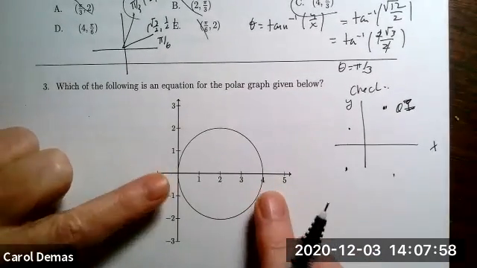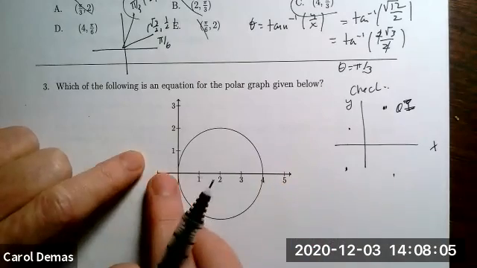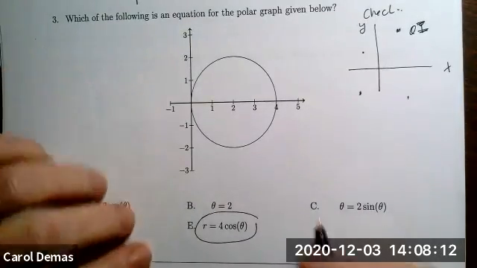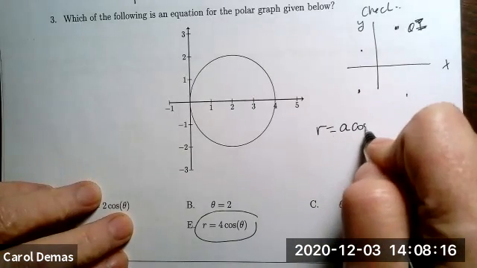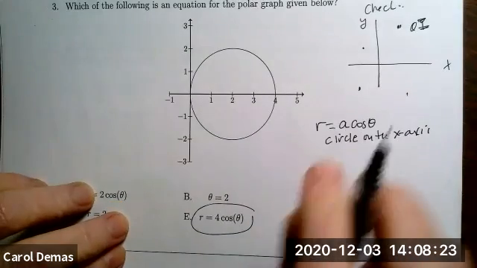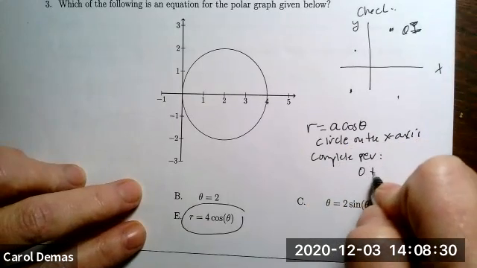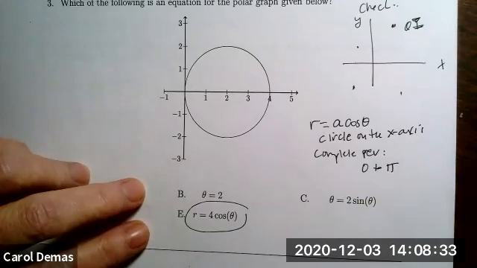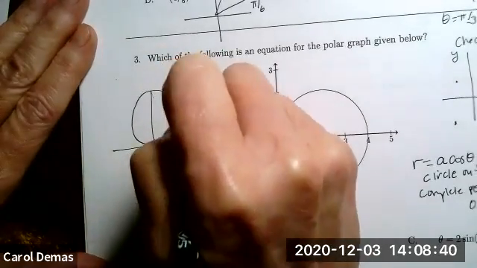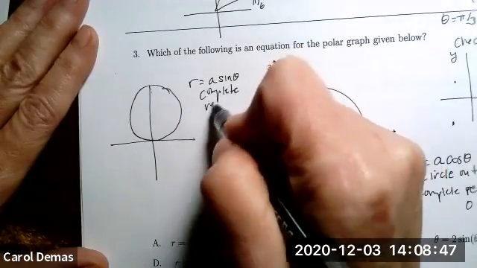Anybody know the equation for this polar curve? No, r equals 4 is centered at 0. This has a center of 2, 0. Yeah, this is 4 cosine theta. The r equals some constant times the cosine of theta. This is going to be a circle on the x-axis, and you do a complete revolution from 0 to pi. Remember that? What about this one? A circle on the y-axis. That's going to be r is some constant times the sine of theta, and you also do a complete revolution from 0 to pi.